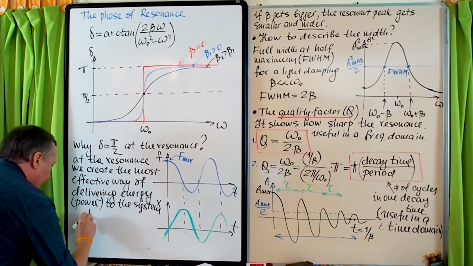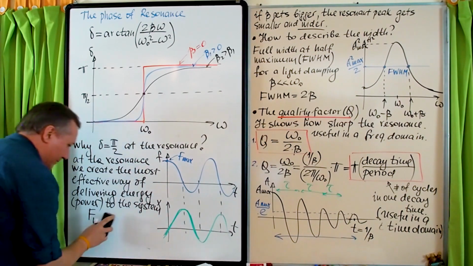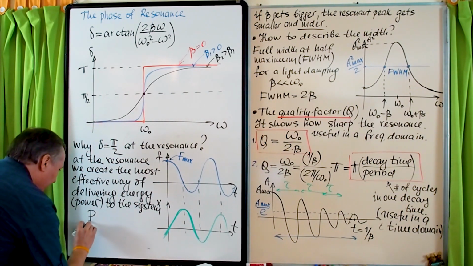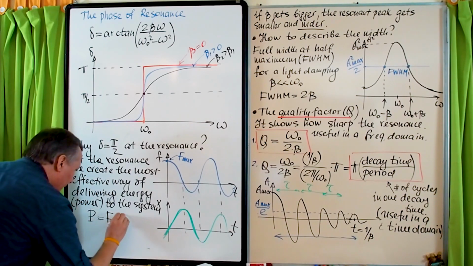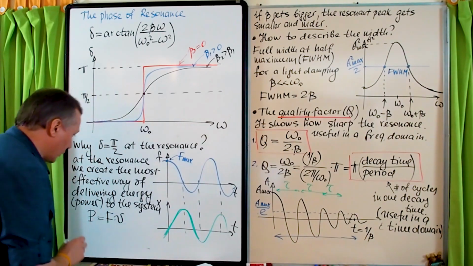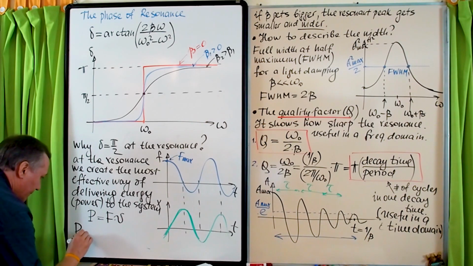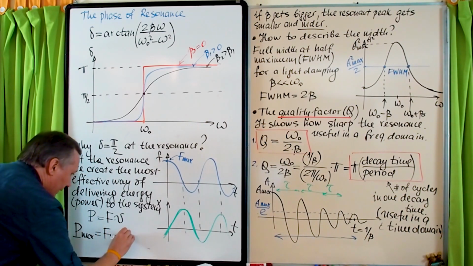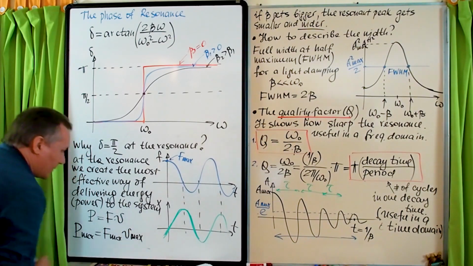Right. So power P equals, of course, F times V, instantaneous, right? So, of course, P max will be when you have maximum force and maximum velocity.